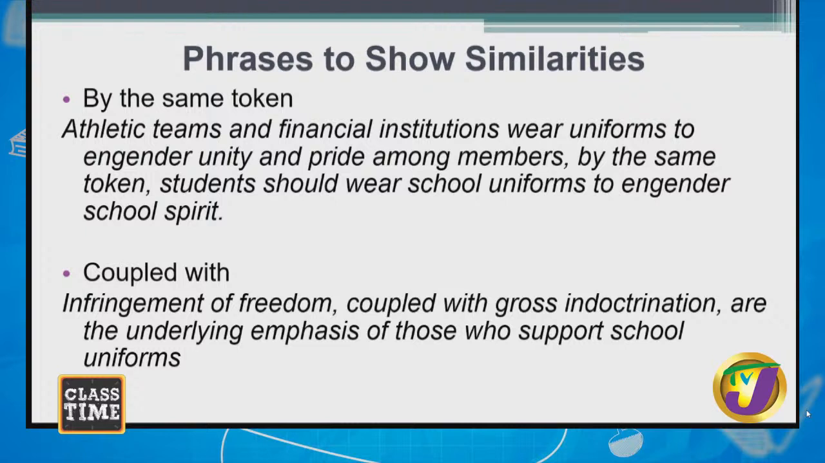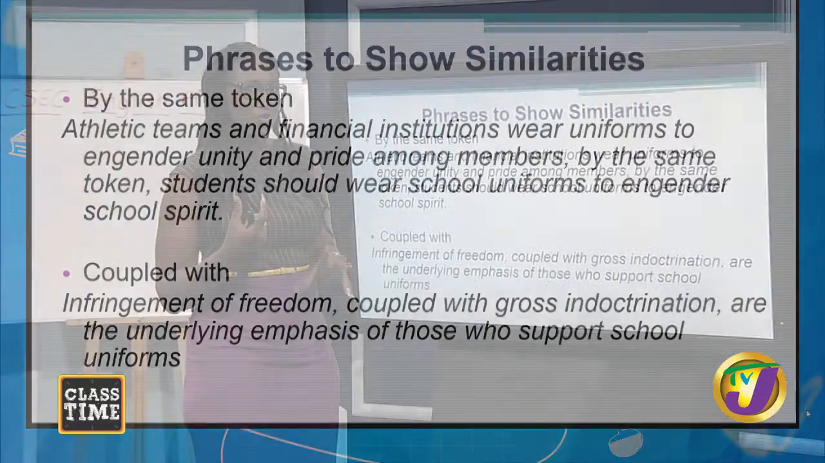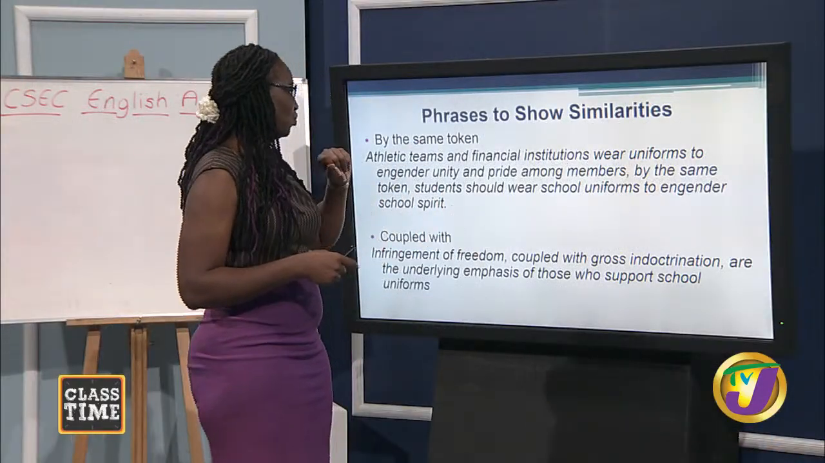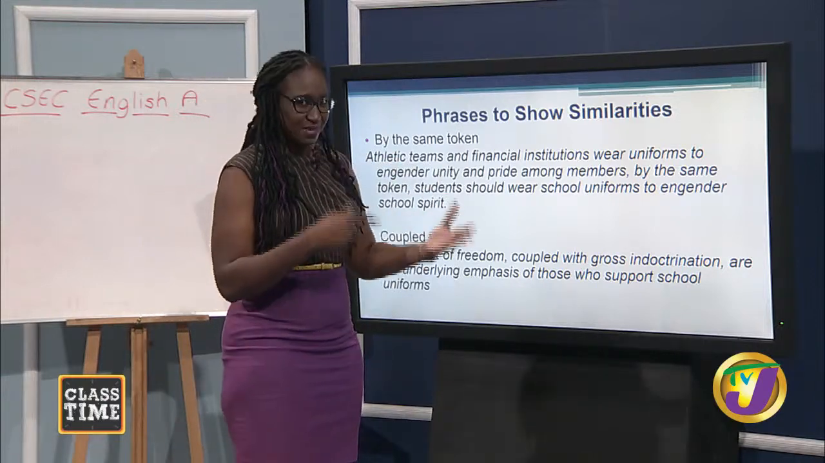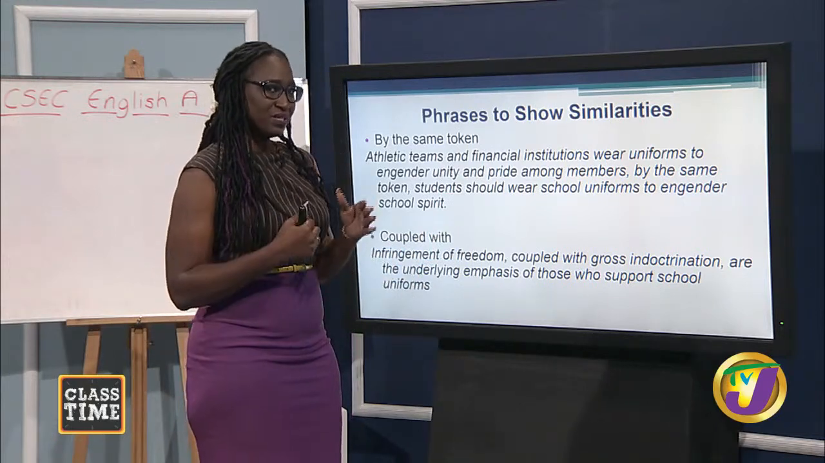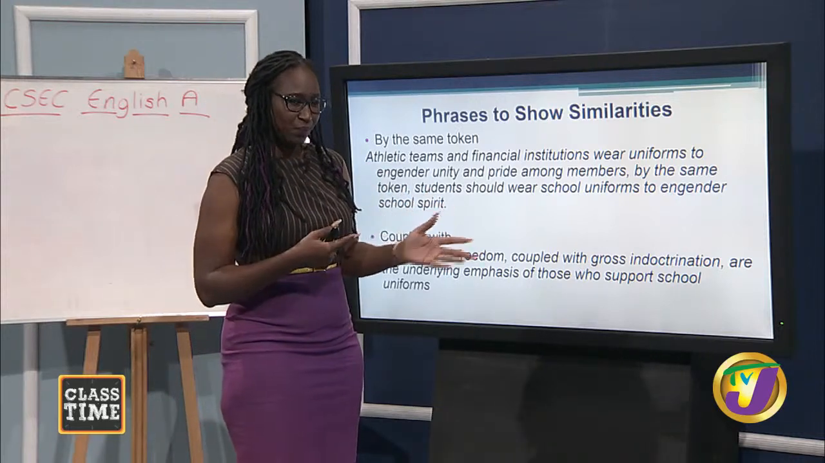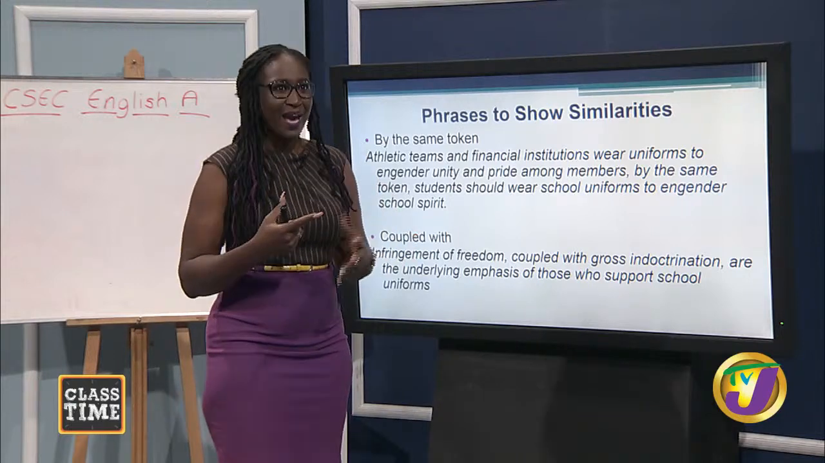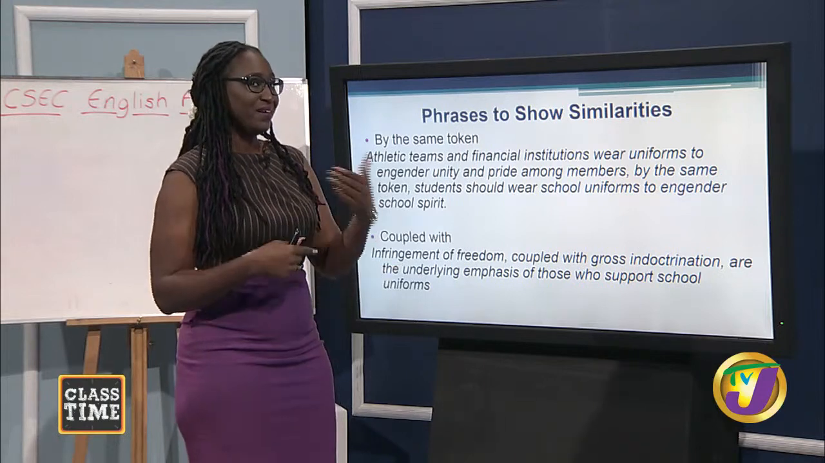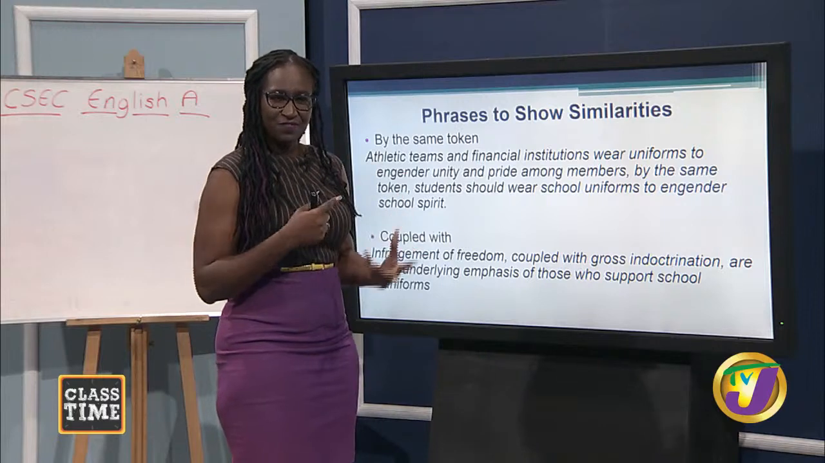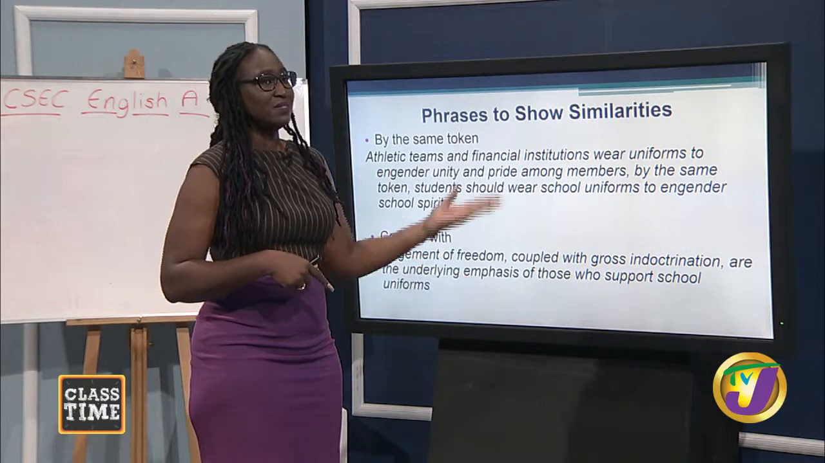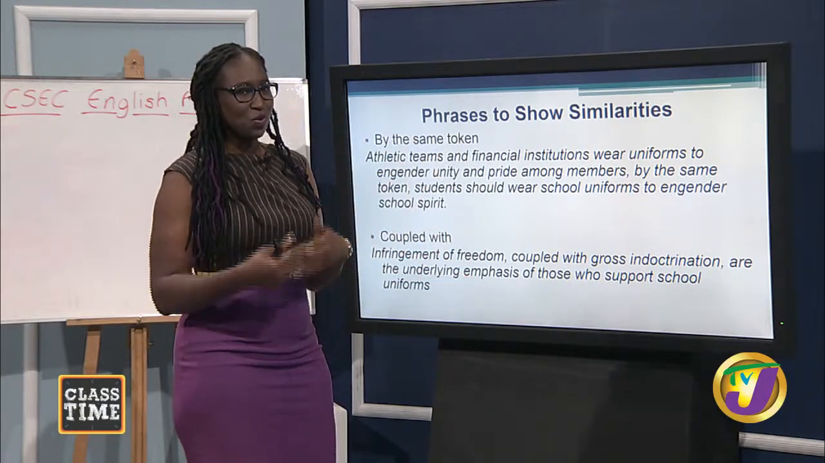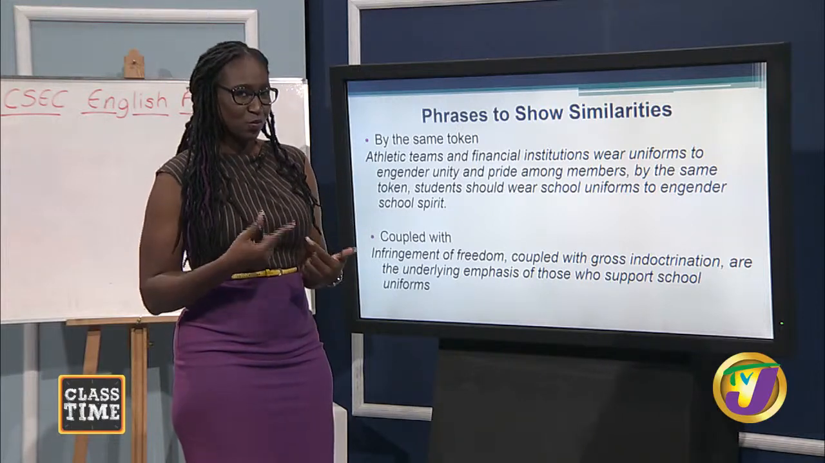So, infringement of freedom coupled with gross indoctrination are the underlying emphasis of those who support school uniforms. Now that's a very strong argument that is being made. So the similarity being shown, when you infringe on people's freedom, when you have gross indoctrination, what you're doing is the same as forcing students to wear a uniform. So they're showing the similarity between something that most, if not all of us, disagree with. I'm sure nobody really believes that you should take away anybody's rights and freedoms. So by bringing up that point, and likening it to being mandated to wear a uniform, then the same feeling of anger, dissatisfaction that you would feel about having your freedom taken away, the same feeling now is being transposed, being carried over into how it assumes you should feel about the idea of forcing someone to wear a uniform.